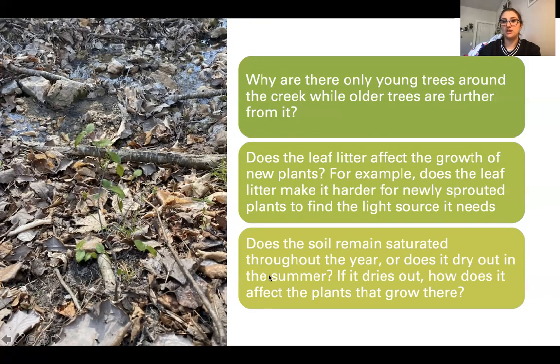My third question was, will the soil remain saturated throughout the year? Will it dry out in the summer? Based on the very low water levels that I observed, I would assume that it would dry out, which would then affect the plants that grow there. And the insects that we would see, yes, they would have to feed off of a different source.